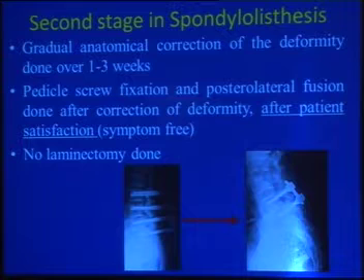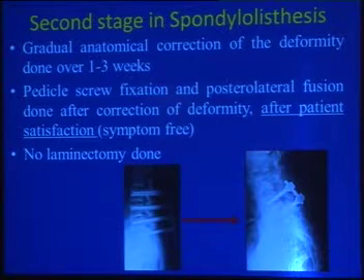In cases of listhesis, a second stage surgery is needed. Once the gradual anatomical correction of the deformity is done in 1 to 3 weeks, then the fixator is taken out and the pedicle screw fixation with fusion is done after the correction of deformity. So listhesis patients don't go away from the hospital.